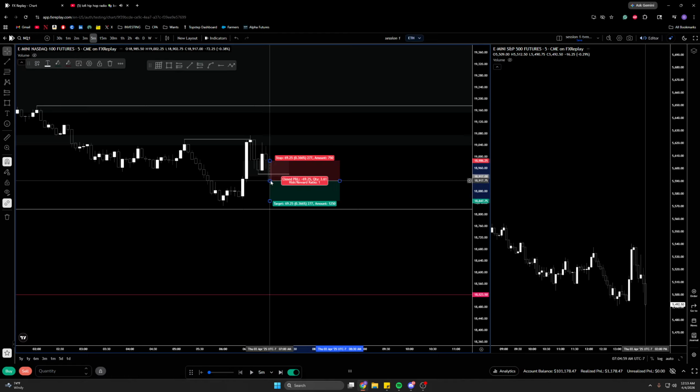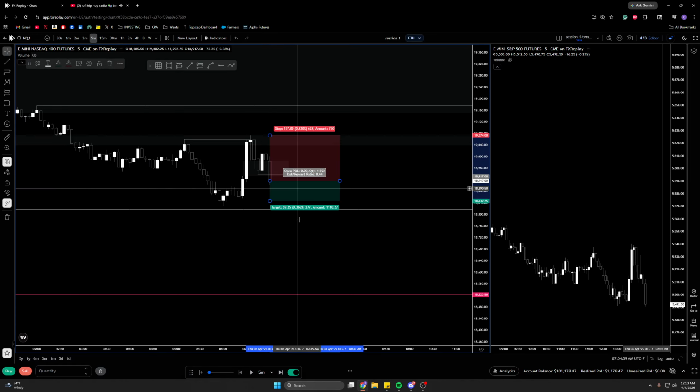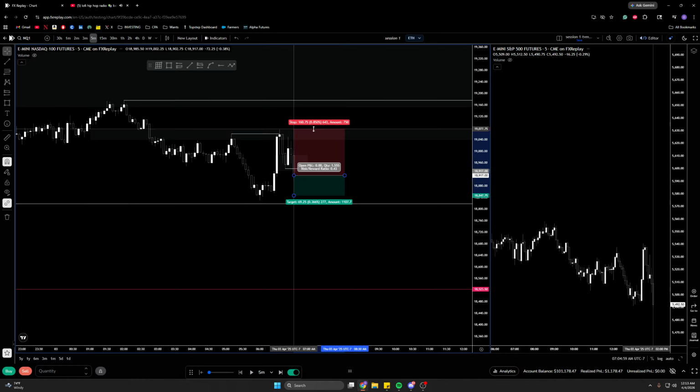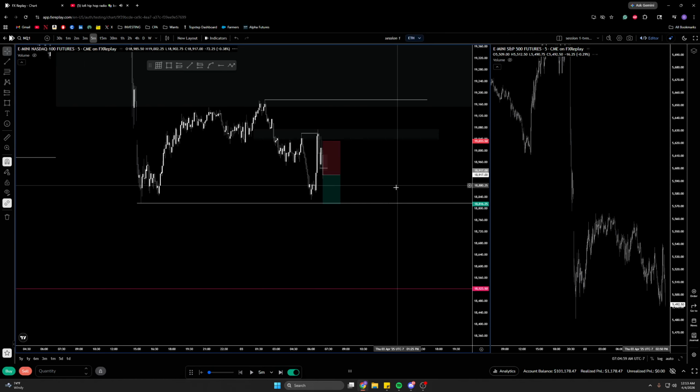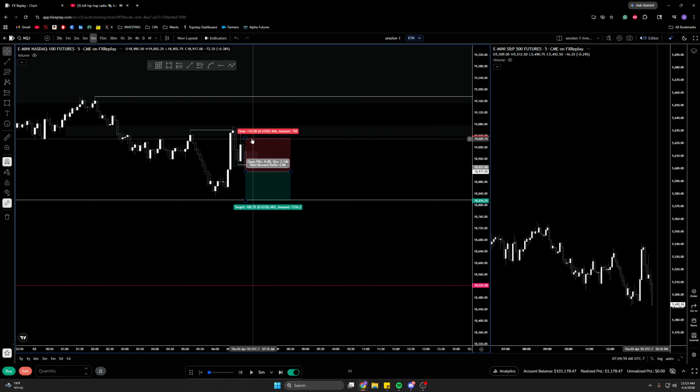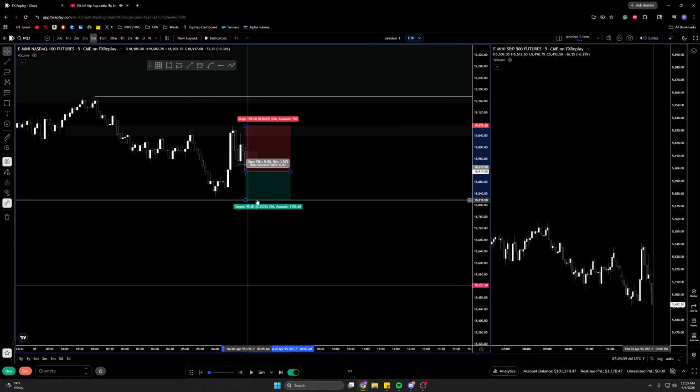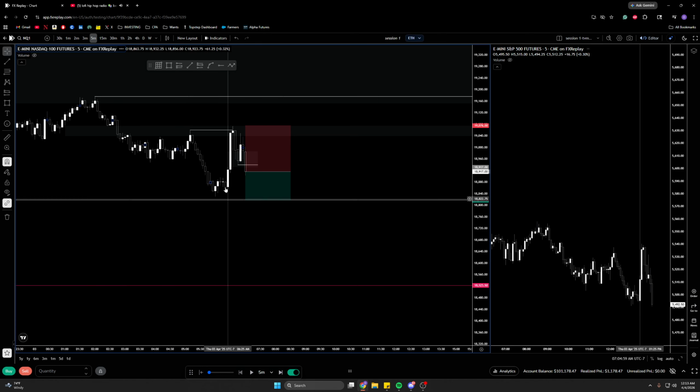This is also why I don't like backtesting. The RR here is just skewed. This is bad RR. You know what I'm saying? But I do like this draw here, so I'm gonna take it for bad RR. I do like this draw though. I do like us coming to take out this low.